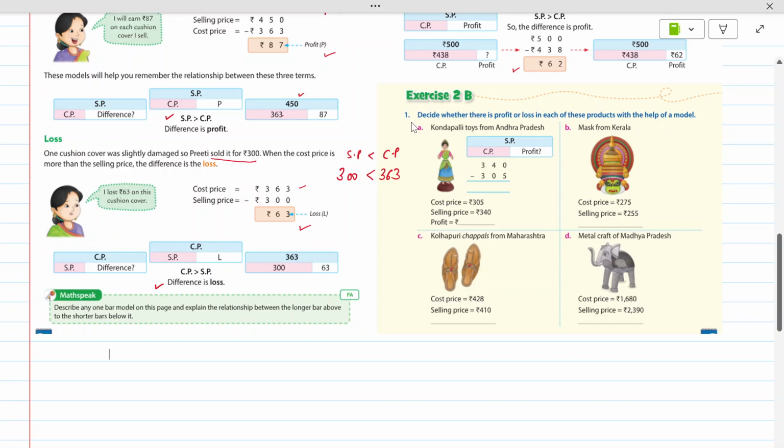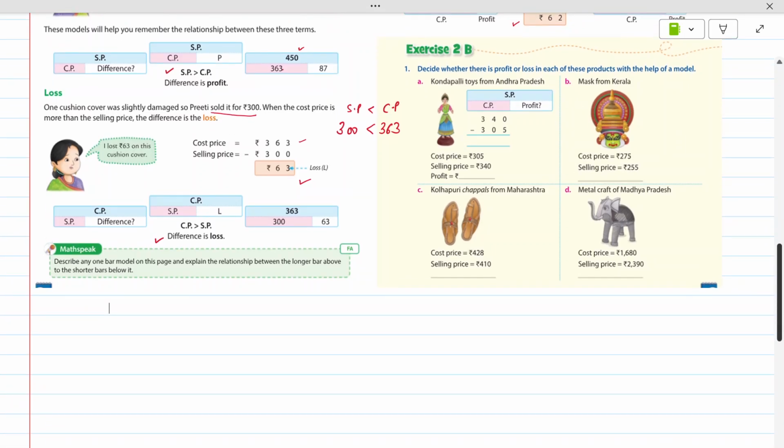So let's start. The first question is, decide whether there is a profit or loss in each of these products with the help of a model. So we are given four cases here, four models, and we have to identify in each case whether it's a case of profit or loss.